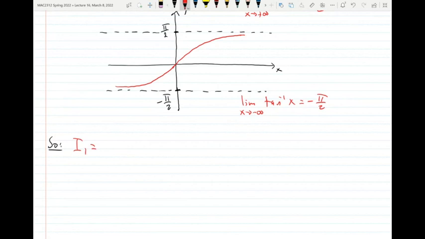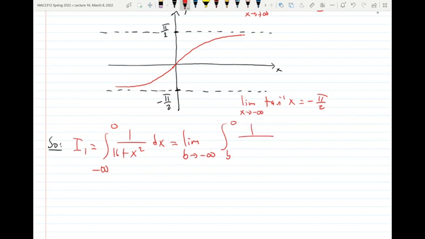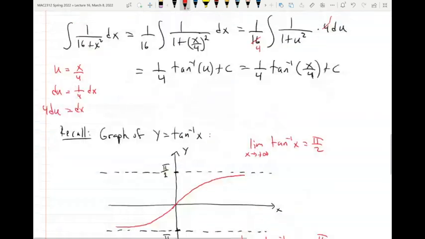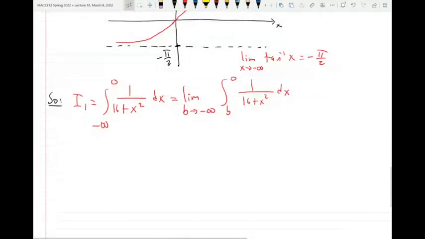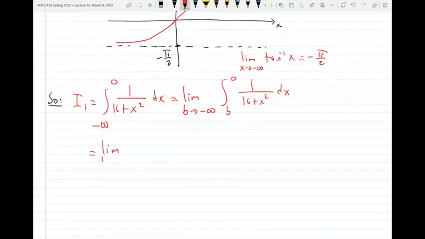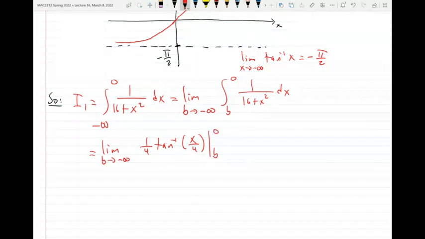I1, remember the integral I1 was the integral from negative infinity to 0 of 1 over 16 plus x squared dx. So this would be the limit as b approaches negative infinity of the integral from b to 0. This is the definition. Now let's use our antiderivative, which is 1 over 4 inverse tangent of x over 4, and then this is from b to 0.